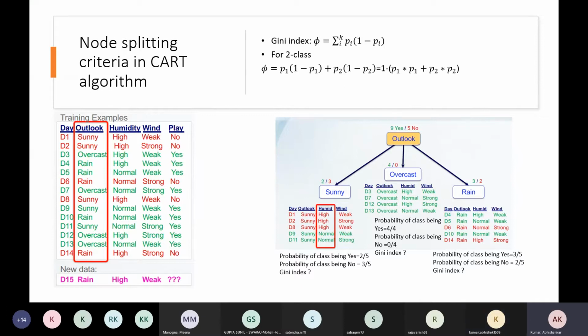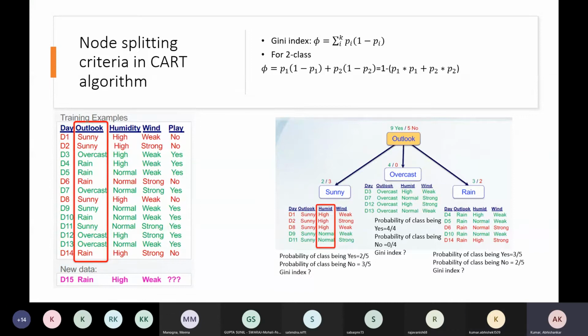So what will be the Gini index in that case? Will it be 1 or 0? Just think. 1 minus... 0, sir. Okay, so you are saying that when it is completely classified, the Gini index will be 0, correct? Yes, sir. When classification separates with no misclassification, that time the Gini index will be 0.